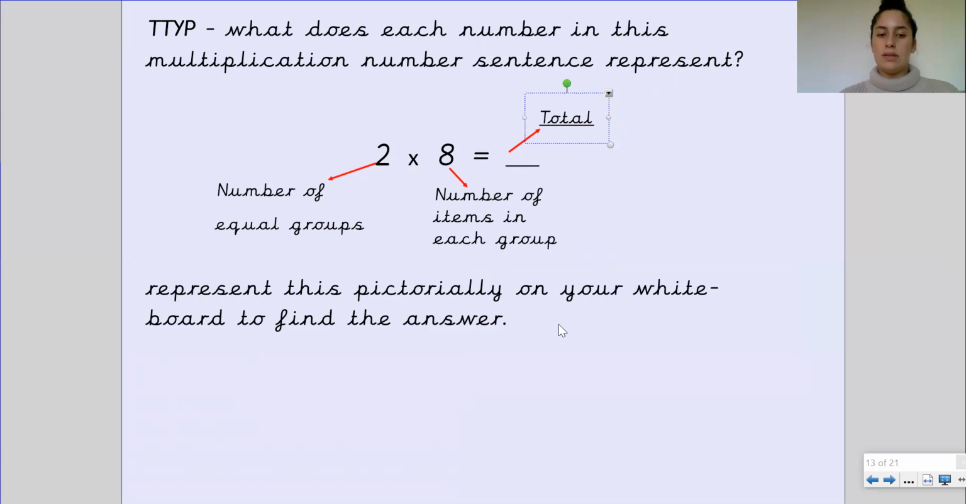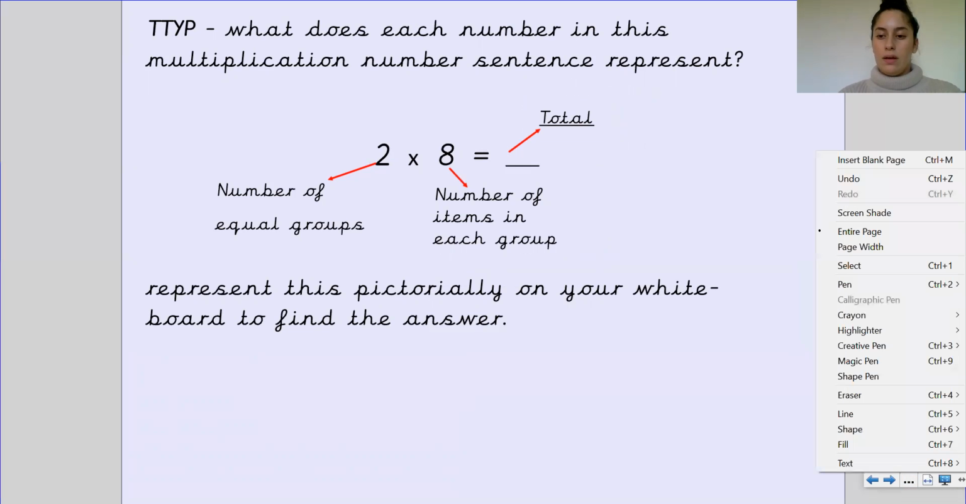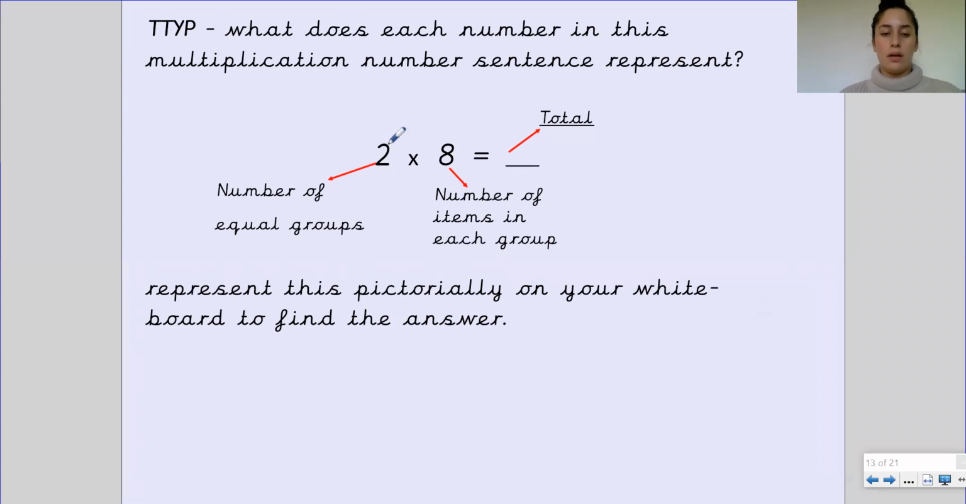Okay, so using this to help you, can you pause the video and represent this either on your laminated piece of paper with your whiteboard pen or on a scrap piece of paper? Represent 2 times 8 pictorially and play the video once you've done that. Okay, so let's have a go at doing this together. So we know that the number 2 represents the number of equal groups. So I have 2 equal groups.